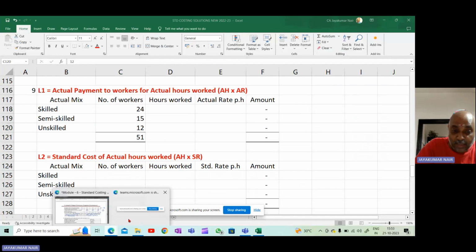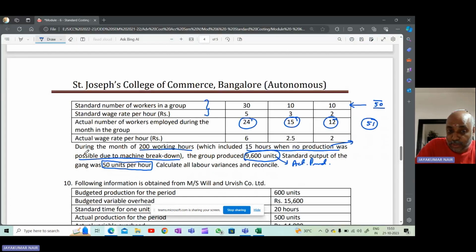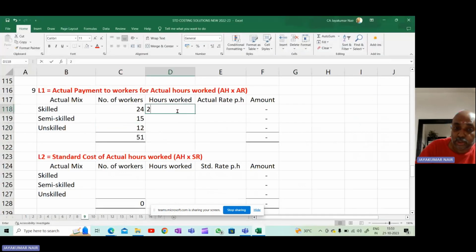How many hours did they work? Actual hours worked during the month: 200 working hours. Therefore, I will be writing here 200 working hours. So skilled workers work for 200 hours, semi-skilled also 200 hours, unskilled also 200 hours.